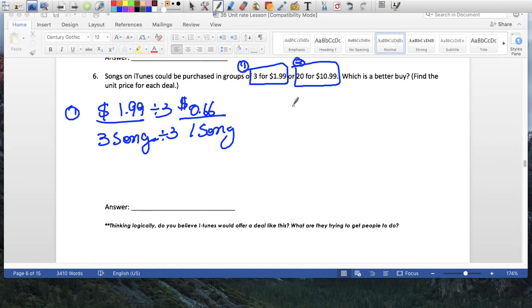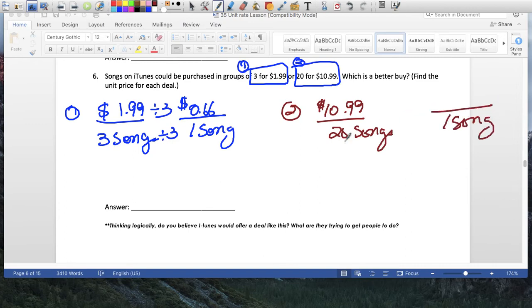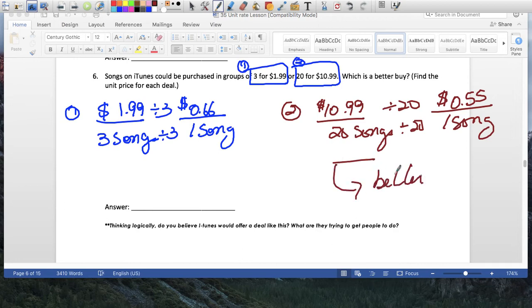For number 2, I pay $10.99. I divide and I get 20 songs. So 1 song, right? So it's divide by 20 and divide by 20. 10.99 divided by 20 is going to give me 0.55 cents. So which is cheaper, this one or this one? This one. Better deal. Okay.